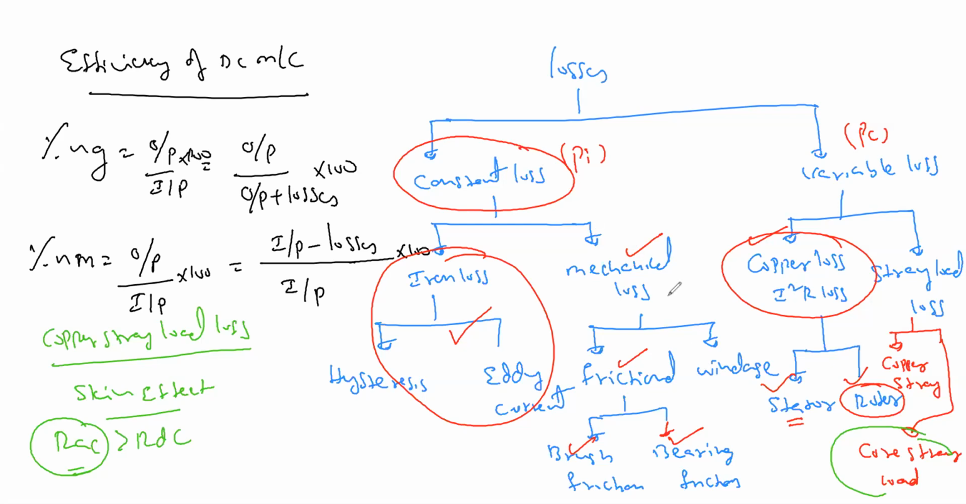I hope you copied. Windage. Wind means because of wind. Hawa. Opposite में हवा आई तो loss ज़्यादा होगा. When machine is rotating, there is some wind in opposite direction.